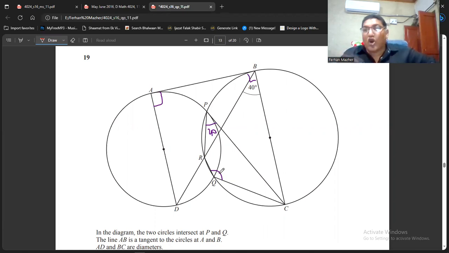They are angles in the opposite segment, so their sum will be 180. They are supplementary. So from 180 subtract 40, so this angle will be 140. I hope you understand. This is a cyclic quadrilateral, so this angle and this angle are angles in the opposite segment.